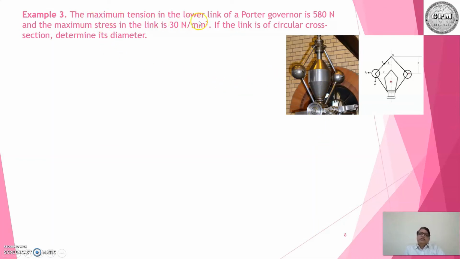The maximum tension in the lower link of a Porter governor is 580 newtons, and the maximum stress in the link is 30 newton per mm square. The stress is given as 30, and the load is 580. If the link is of circular cross section, determine the diameter. It is the same as the steam problem. Only in the steam problem we calculated the connecting rod, and here we are calculating the lower link.